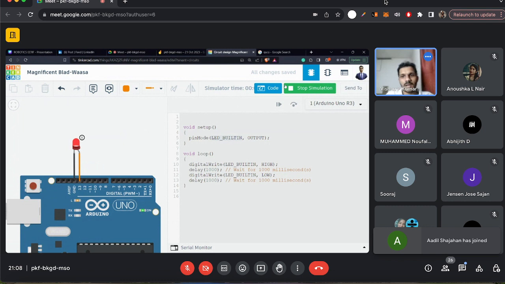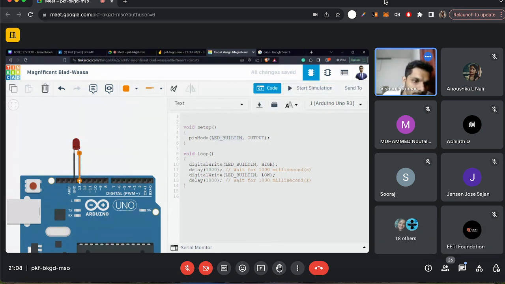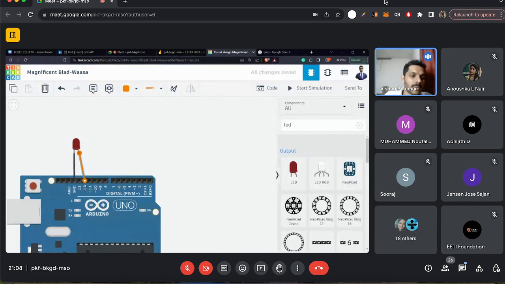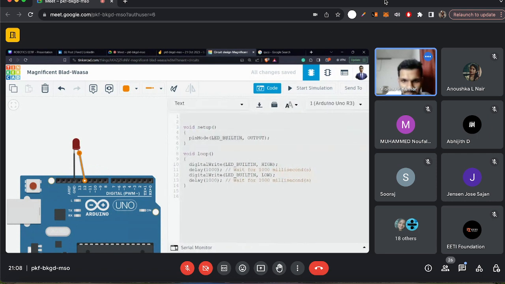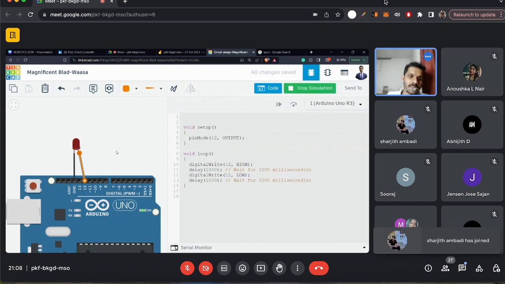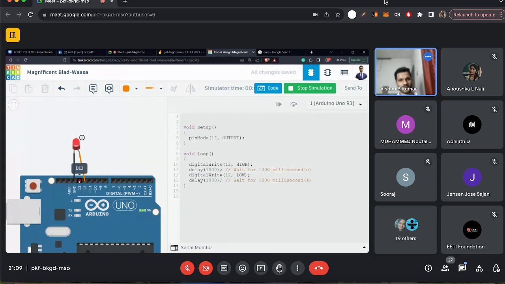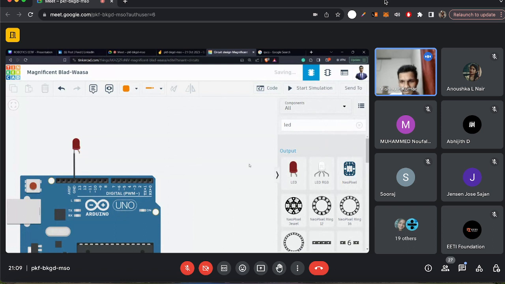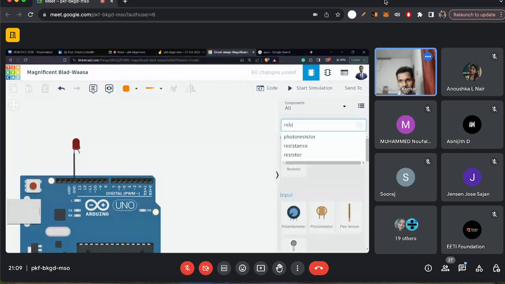So in order to make this LED blinking on pin number 12, we have to change the code. LED built-in മാറ്റിയിട്ട് we'll just mention it as pin number 12. Then click on start simulation, കണ്ടോ ഇപ്പോൾ 12th പിന്നിൽ the LED is glowing, LED built-in ഇപ്പം glow ആവുന്നില്ല. So now I'm just keeping a resistor also.